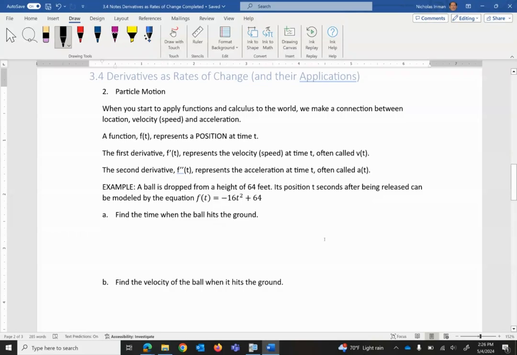Okay, so we have a ball dropped from a height of 64 feet. Its position t seconds after being released can be modeled by this equation. All right, so find the time when the ball hits the ground. Well, this is the position. So when the ball hits the ground, that's a height of 0. So I'm going to take my equation and I'm going to set my position equal to 0.